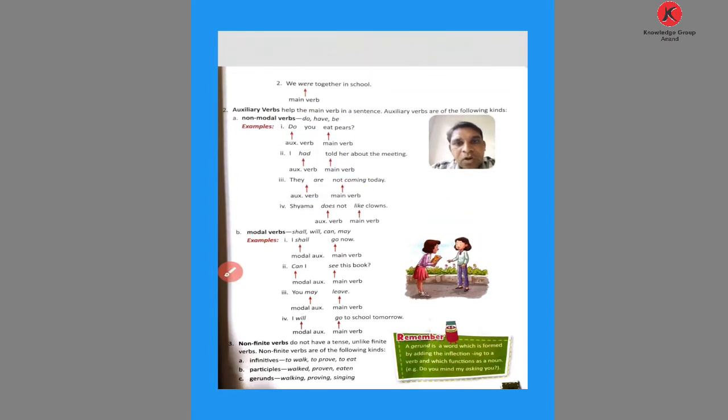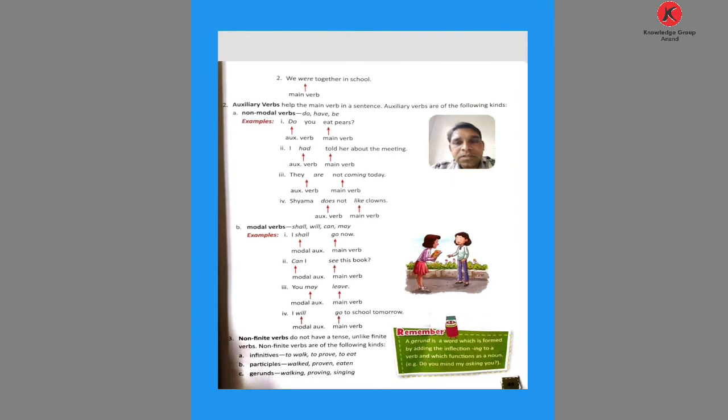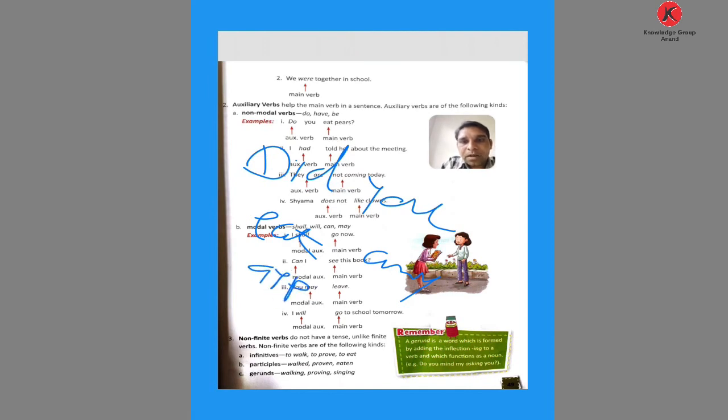Number four: Shyam does not like clones. So the auxiliary verb do is used here. Do form: do, does, did. So here does is used, and the main verb is like. If we use did: Did you eat any apple? So did is the auxiliary verb and eat is the main verb. So this is the form of non-modal verbs.